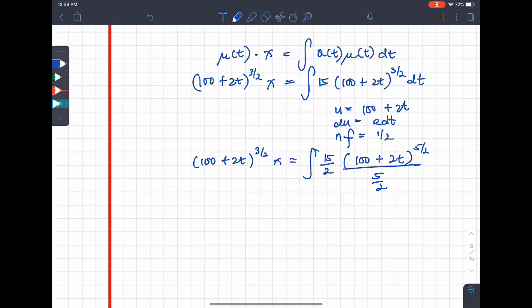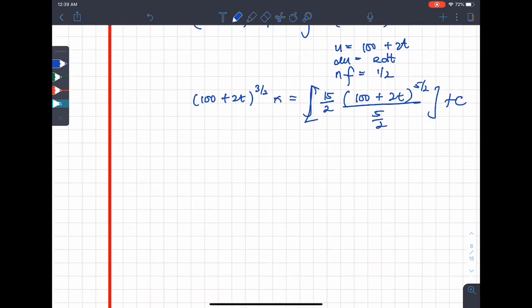Or sorry, that would be plus c. So 100 plus 2t raised to 3 over 2 times x. So 15 over 2 divided by 5 over 2. So 2 and 2 would cancel out. 15 divided by 3 would be 3. And then 3 times 100 plus 2t raised to 5 over 2 plus c.